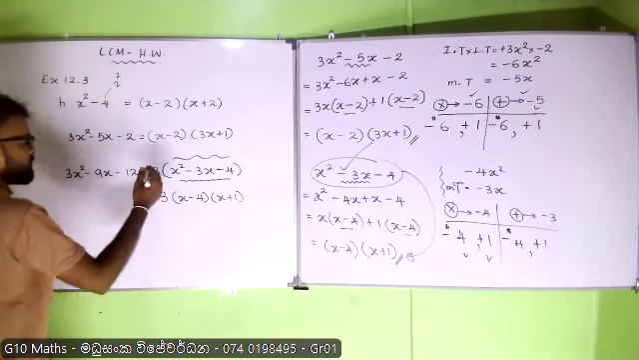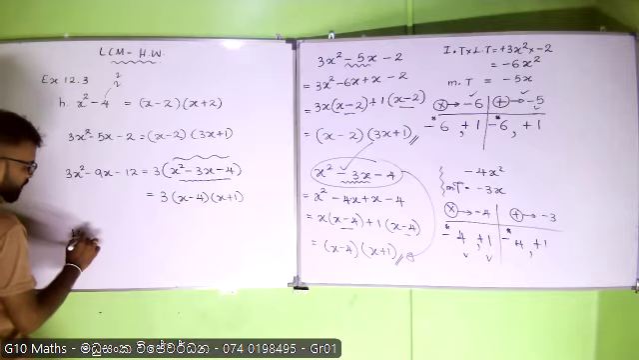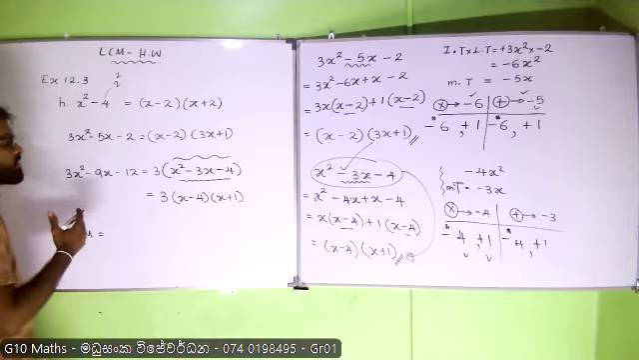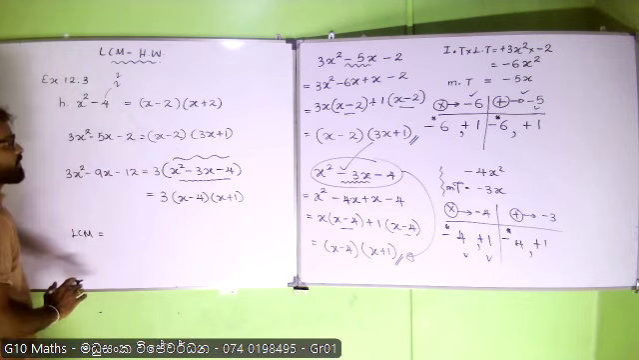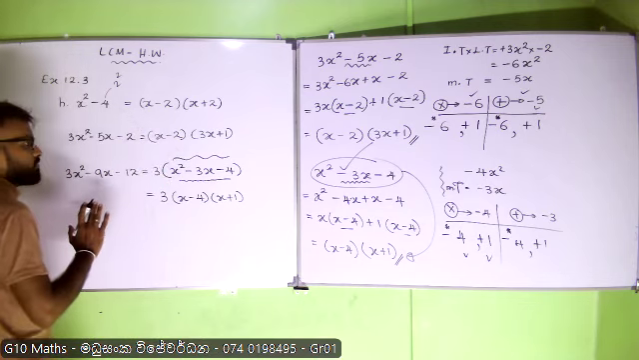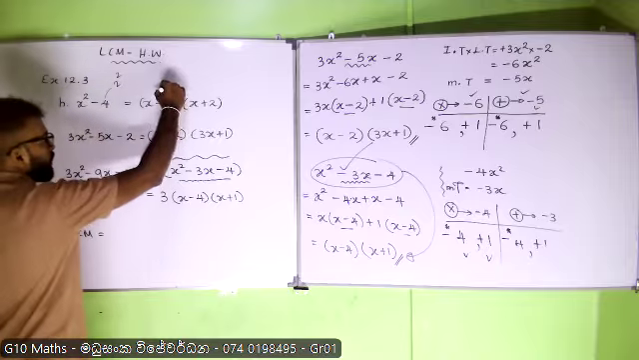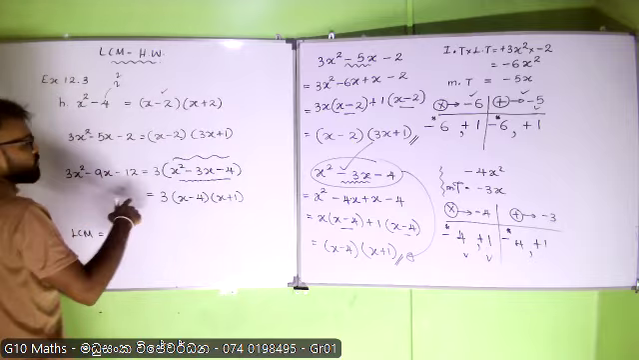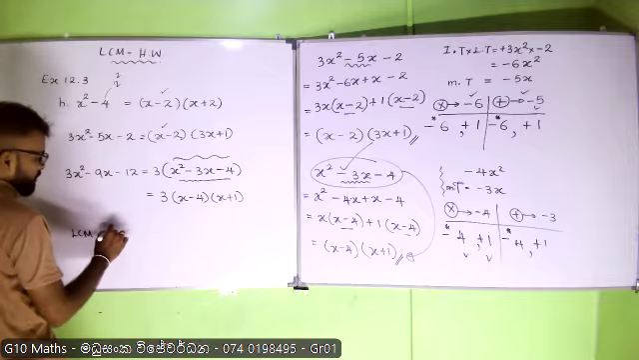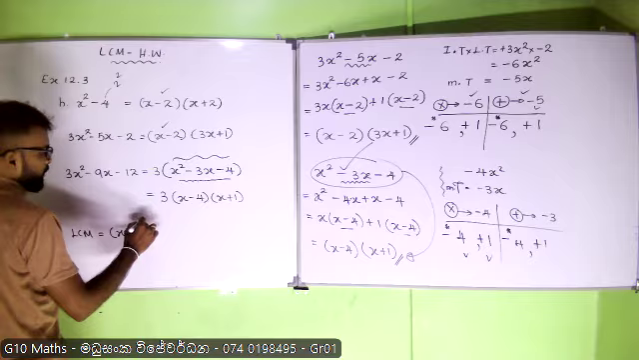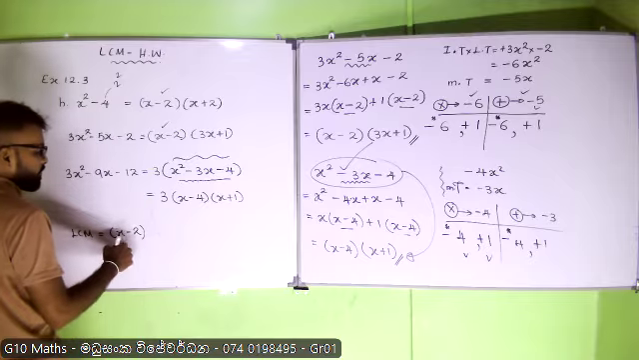Correct? Now it is easy to find the LCM. Distinct factors with the highest power. So I am going to find out which are my distinct factors. Here I have x minus 2. Are there any x minus 2's here? Yes, here. So the power is x minus 2 to the power 1. So no need to mention that.